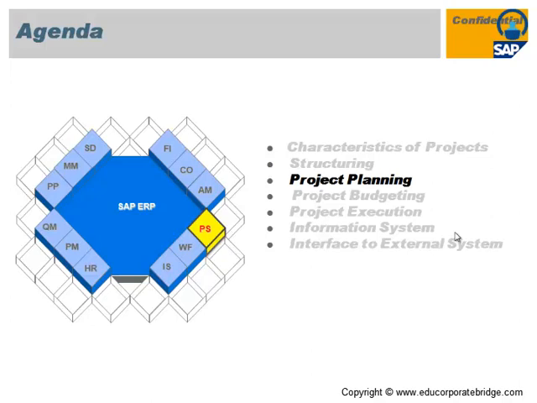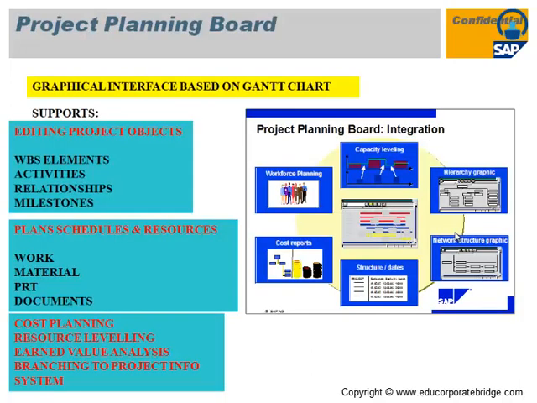Today we start with the project planning board. The project planning board is a graphical interface where you can see the hierarchical graphic of your WBS network activity, the network structure graphics, dates, forecasting dates and planning dates. You can also view the cost reports through the project planning board.